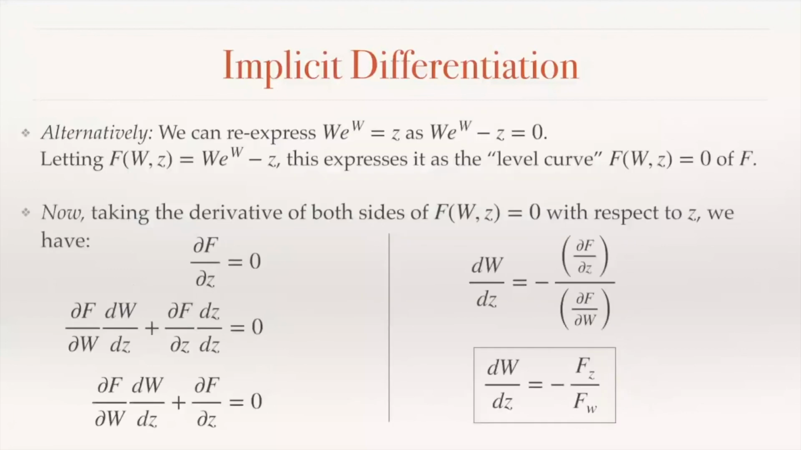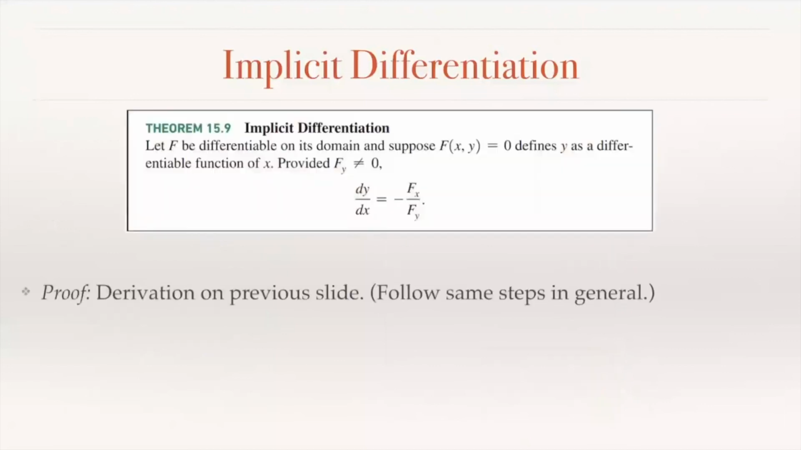Okay, and here we use the variable names w and z. If we use the variable names x and y instead, then it becomes this formula, exactly the same thing as what we just derived. So that's our theorem on implicit differentiation. If f is a differentiable function, and we move everything to the left-hand side so that it's equal to 0, and we regard that whole left-hand side as a function of x and y, then dy dx is negative f sub x over f sub y.